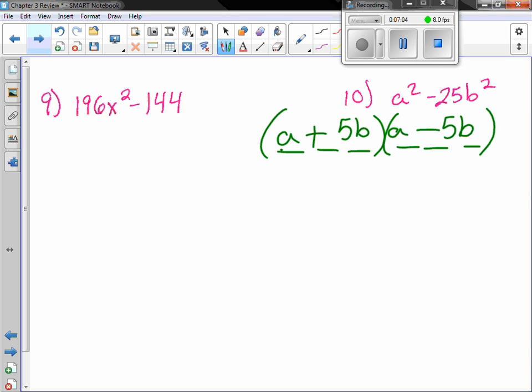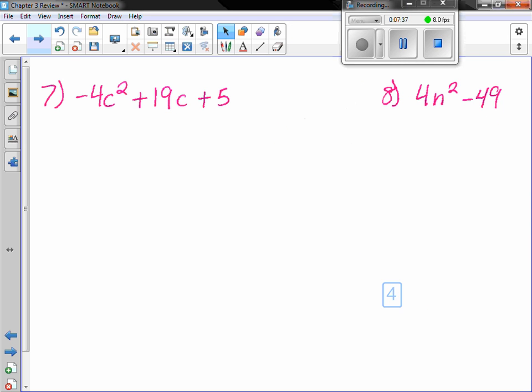Now, we're not going to have a problem like this here, I don't believe, where we have 2 different variables in the same equation on the test. But if we did, it would work out kind of like this here, which isn't too bad. So we won't have one like 10 on the test. There might be one kind of like the rest of the difference of perfect squares, kind of like 9 or 8. Those will be on the test, and they work the exact same way. Any questions on any of this here?